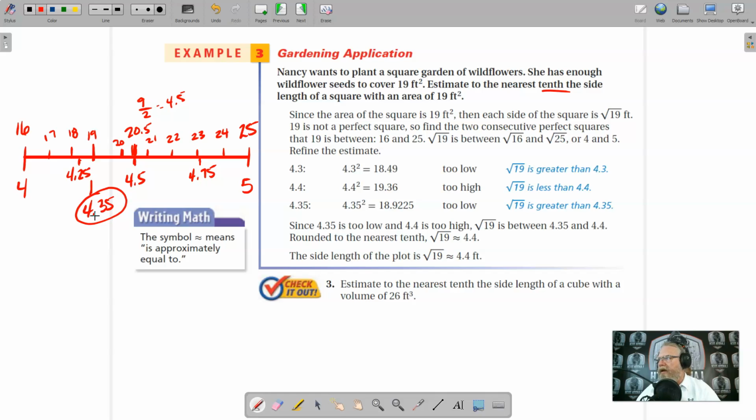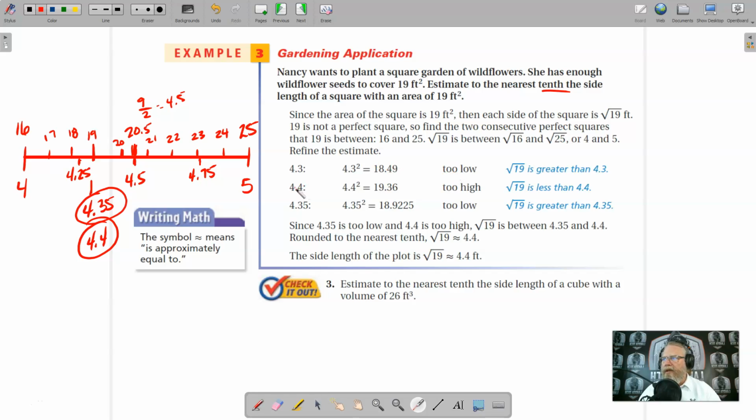So I'd be like, oh, okay, well, to the nearest tenth then, the 3 would get rounded to a 4, so that would be like 4.4. That would be my answer based off of this approach here. What they've done is more of a guess and check style thing. They're going to take 4.3 and just guess. Square 4.3, get 18.49. Too low.